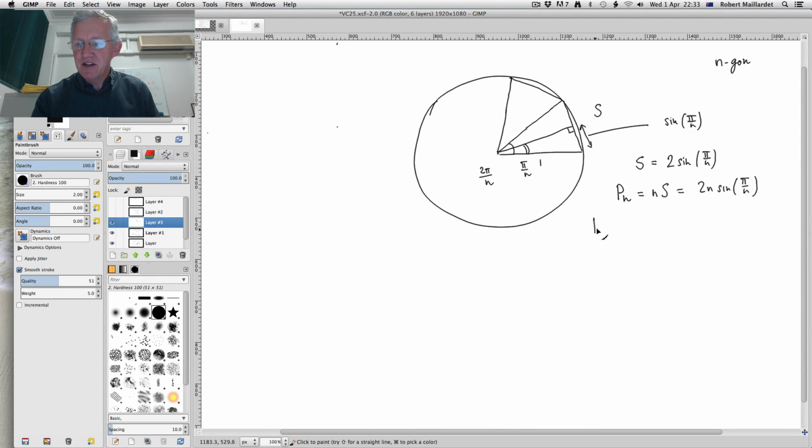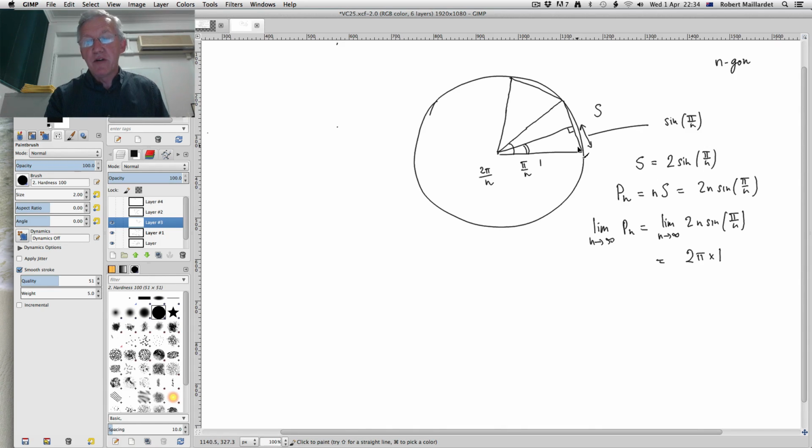So what I'm expecting is that the limit as n tends to infinity of the perimeter of the n-gon, where you can see here that it's the limit as n tends to infinity of 2n sine pi on n, and that's the limit that we've just evaluated, and it's actually equal to 2 pi, which is 2 pi, if you like, times 1, because the radius of the circle is 1. And so the limit that we've shown shows that the limit of the perimeter of the n-gon actually tends to 2 pi.